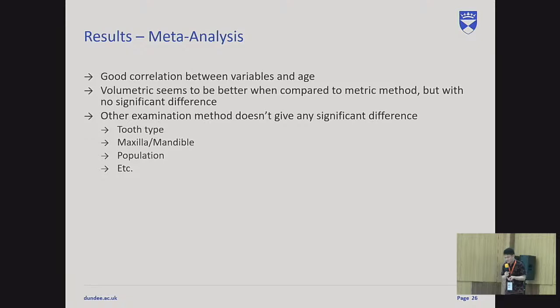And what did the meta-analysis say? There is a good correlation between variables and age. I forgot the number. I think it's 0.7, minus 0.7. Volumetric seems to be better. So volumetrics have better results than metric, but there is no significant difference.